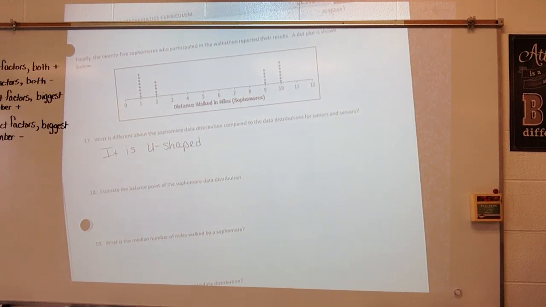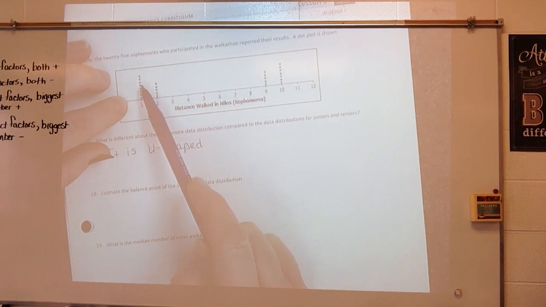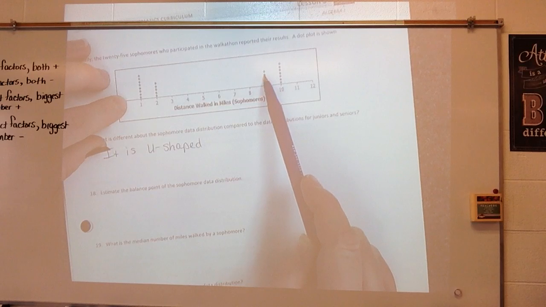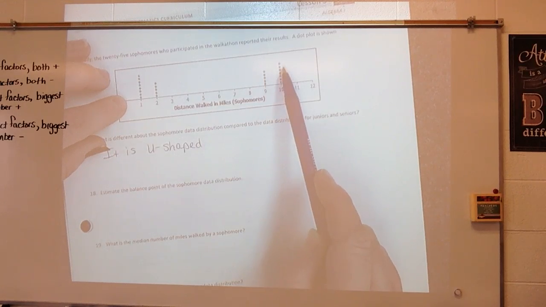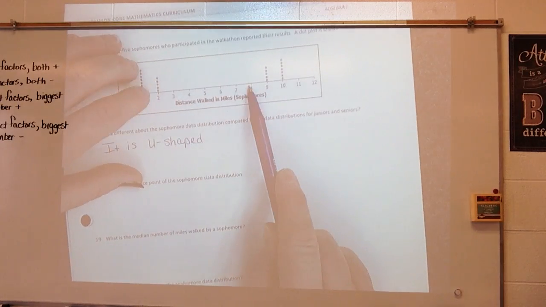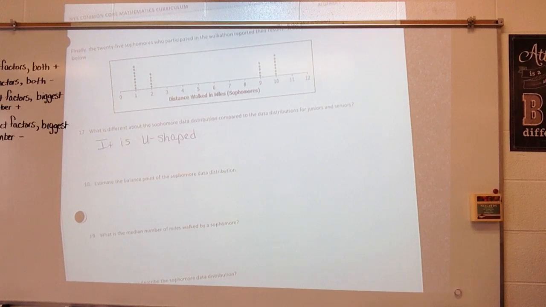Estimate the balance point of the sophomore data. Well, I can estimate the mean of it by counting 2, 4, 6, 8, 10, 12 on each side, so I'm right about the same. I'm going to go to the middle here. So I'd say that it's right about 5 as my balance point.